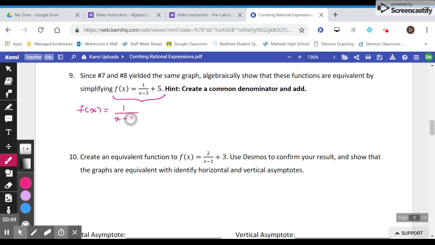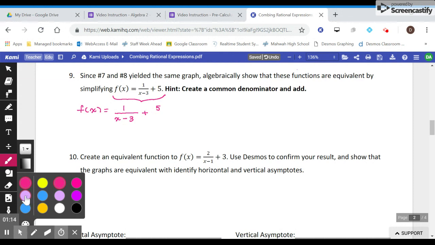plus 5. So that x minus 3 tells me that the vertical asymptote is moved 3 units to the right, and that plus 5 tells me that the horizontal asymptote is moved 5 units upward. So there's a vertical asymptote at x equals 3 and a horizontal asymptote at y equals 5. But what I want to be able to do is combine these fractions because, like I said, we will get to a point where we're able to tell what the asymptotes are from just one fraction. And so we want to know how to transform those back and forth.